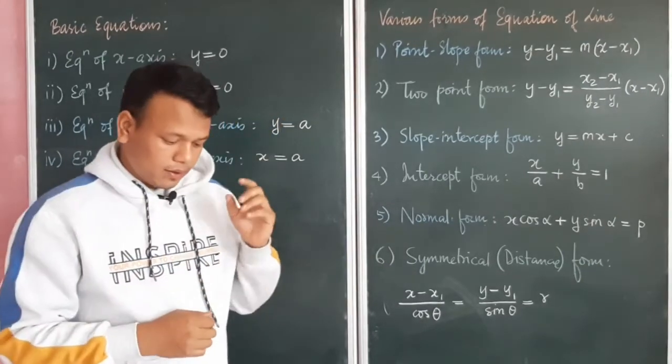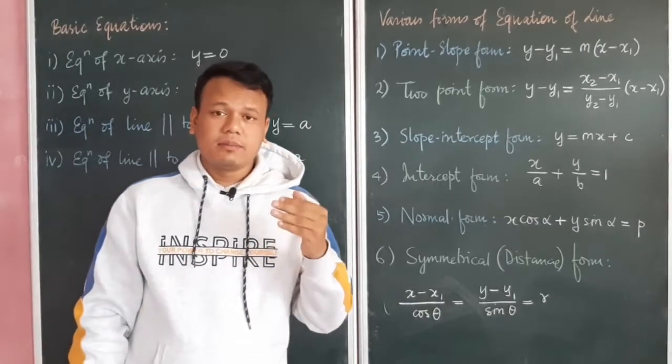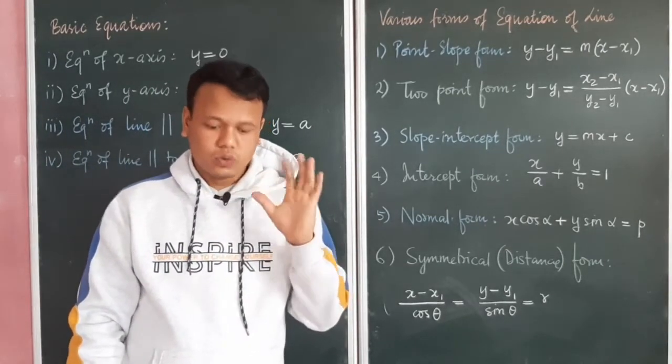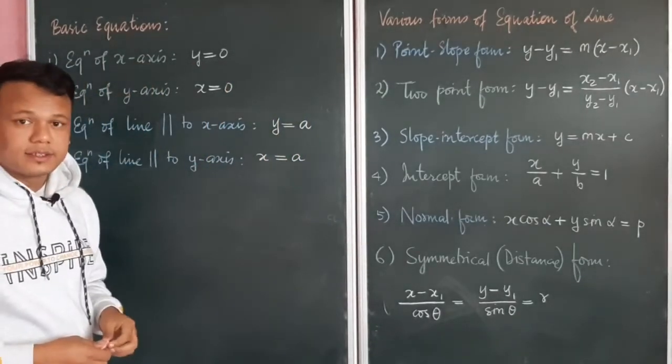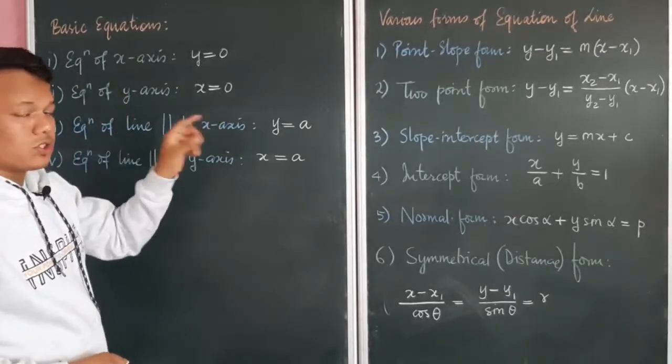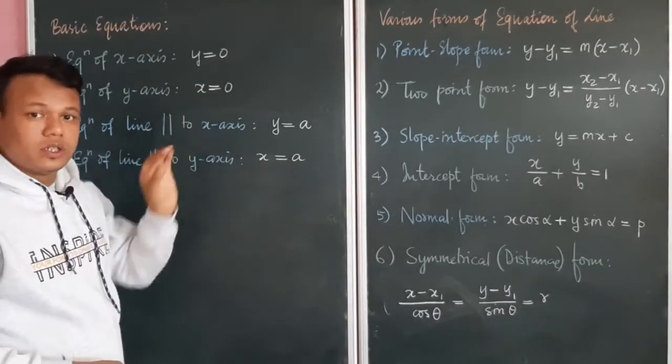Now before I begin with the various forms of equation of a line, let us see some basic equations which we need to know. So the first equation is the equation of x-axis. The equation of x-axis is always written as y equals 0. You need to remember this.